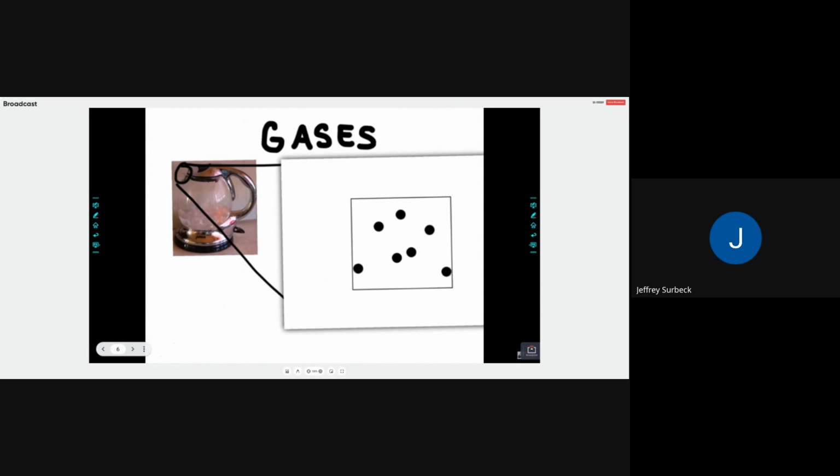Gas particles don't have a definite shape. They're going to fill the shape of a container, just like a liquid. And they don't have a definite volume either. We can compress a gas into a smaller volume or let it expand to fill a large volume.